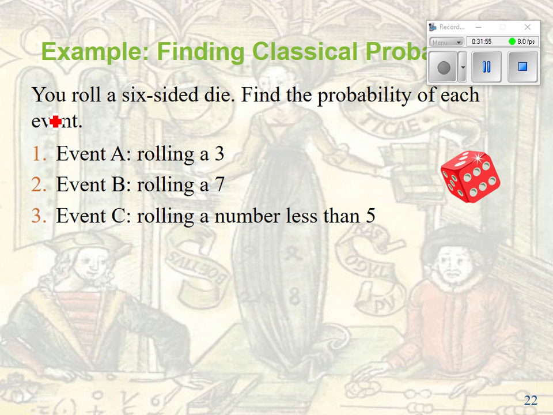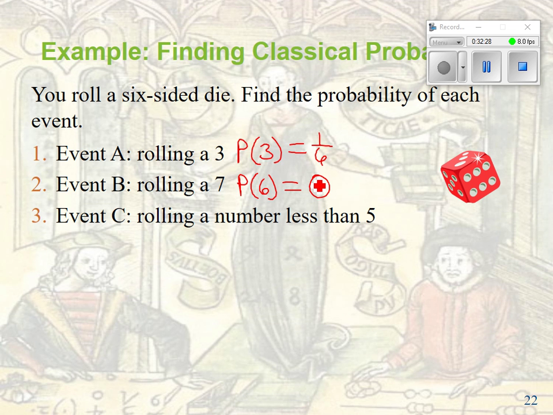All right, example, you roll a 6-sided die, you want to find the probability of each event. So event A, rolling a 3. So we want to find the probability of rolling a 3, 1/6. 1 out of 6. To me, it's just easier to leave that as a fraction, because that's a pretty easy fraction and everybody understands it. Event B, rolling a 7. What's the probability of rolling a 7? Is there a 7 on the dice? So it'd be 0.